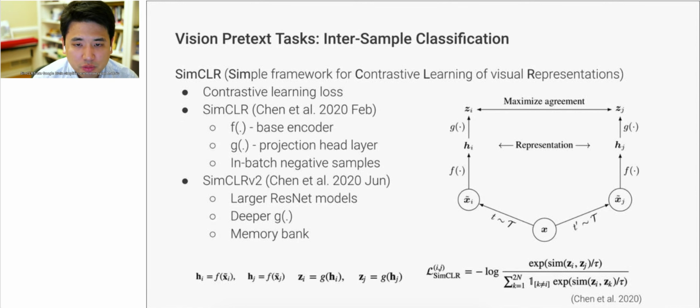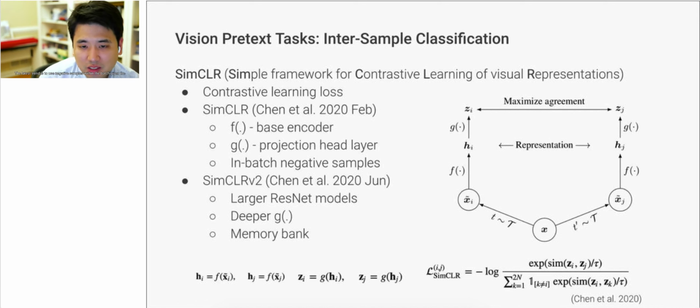SimCLR from Google Brain simplifies even more upon MoCo's framework by removing the momentum encoder and making the framework fully symmetric. Also, by using large batches that have a sufficient number of negative inputs, SimCLR does not require a memory bank either. In the follow-up work, SimCLR v2, they reintroduced the memory bank motivated by MoCo v2, but interestingly, the memory bank was removed in MoCo v3.